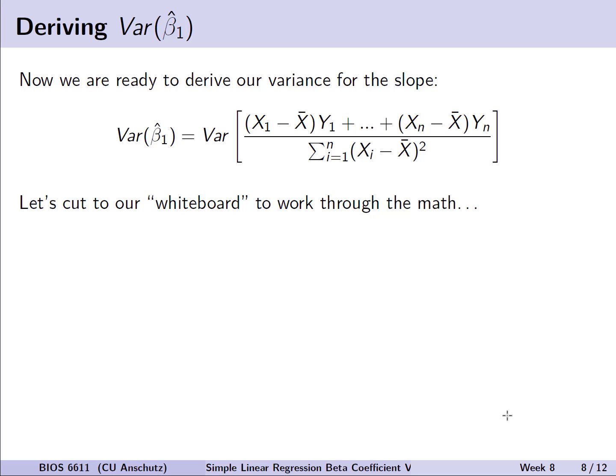Okay, with all of that out of the way, we're finally ready to derive the variance for our slope and walk through step by step how we're doing it and the properties that we're applying. To get a jump start, we're going to calculate the variance of beta hat 1, rewritten in terms of what we just rearranged on our previous slide. So let's pause and cut over to the whiteboard to work on it by hand, step by step.